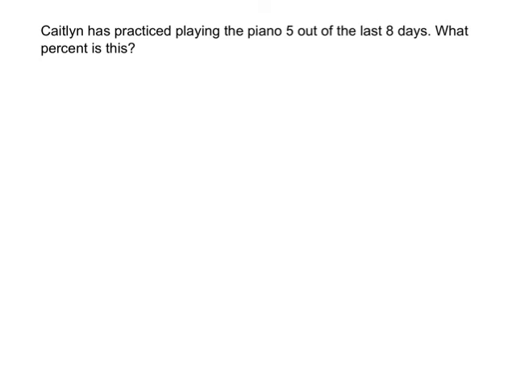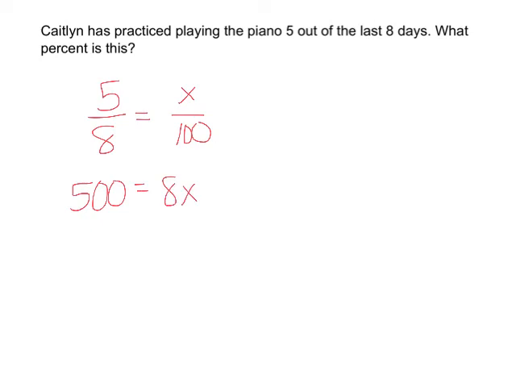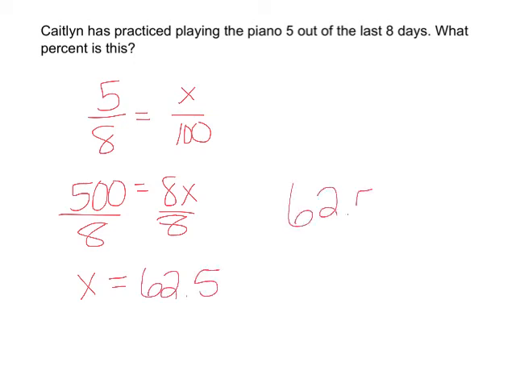Go ahead and pause the video, and I want you to try this one on your own. Caitlin has practiced playing the piano 5 out of the last 8 days. What percent is this? We're still going to use our proportion, so I'm going to have 5 out of 8 equals what over 100? So I'm going to get 500 equals 8x. Then when I divide by 8 on both sides, I'm going to get that x equals 62.5. So she practiced 62.5% of the days.